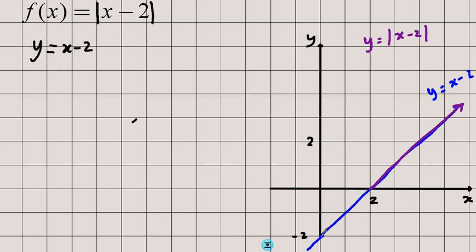An easy way to do it is to look at the intercept. The intercept is negative 2, so the reflection will be at 2, and an easy way to do it is just this, and this would be your curve. The characteristic V-shape is there as well, but this time the vertex is at x equals 2, which is the value of x that makes this expression a 0. 2 minus 2 is a 0.